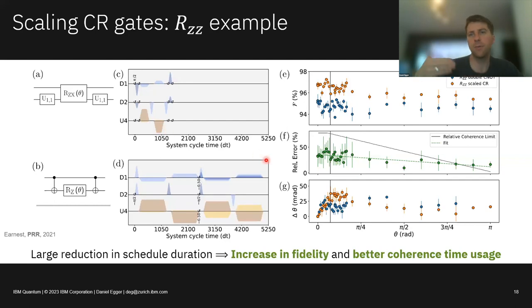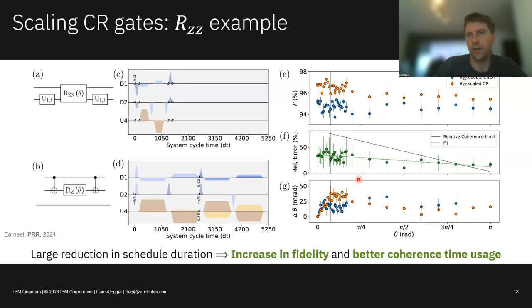And we benchmarked this using process tomography. This is shown here. We have the angle theta, which is the angle in these two circuits. And we do the benchmarking for several gates. And you can see here that the scaled version always outperforms the double CNOT implementation. The main reason for this is simply the shorter schedules. You can see here the reduction in error. We get almost a 50% reduction in the error depending on the angle.